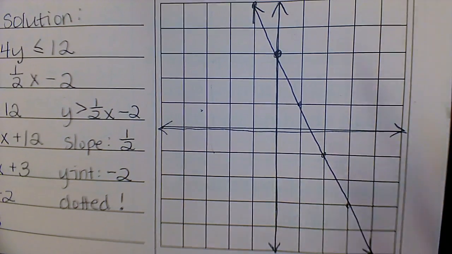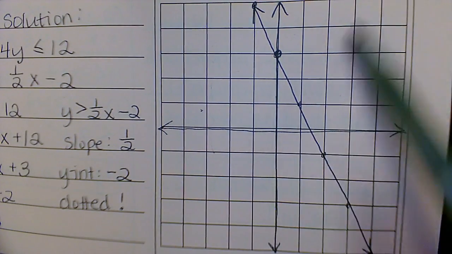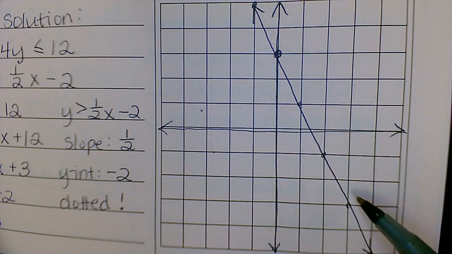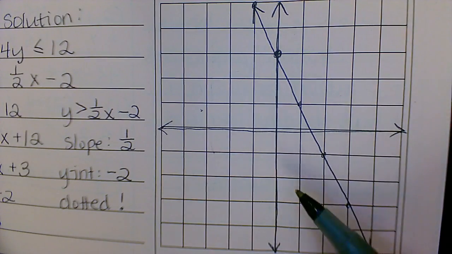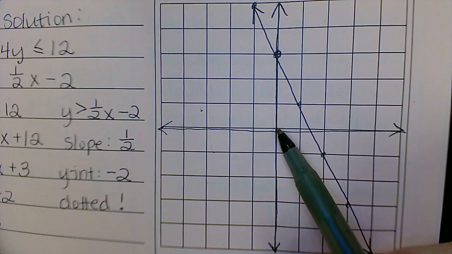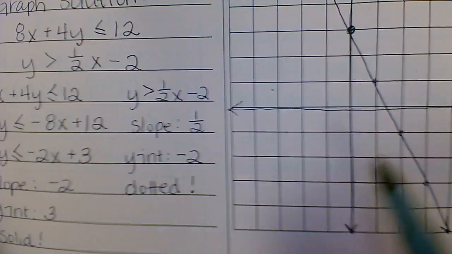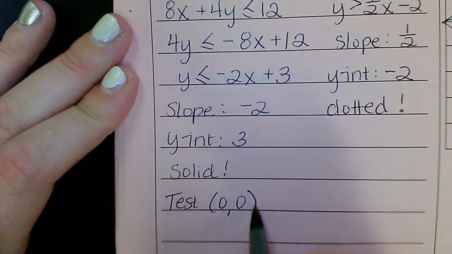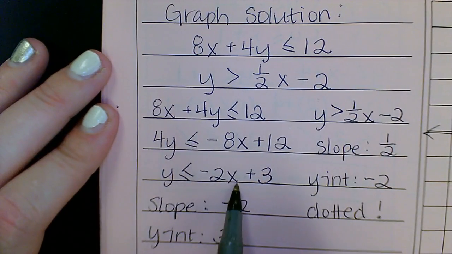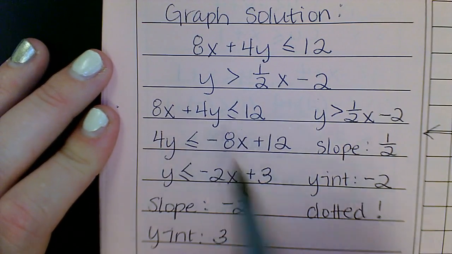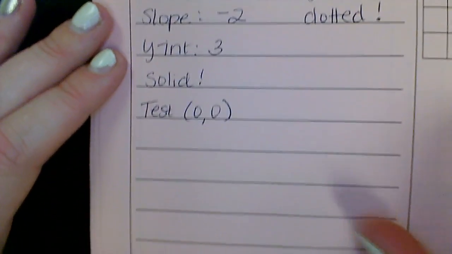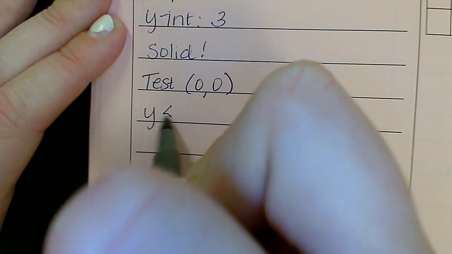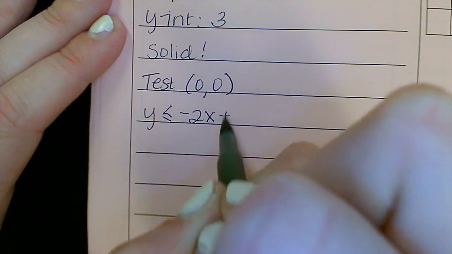So remember, I'm picking a point either on this side or on this side, not a point on the line. A point on one of the sides. Sean read my mind and picked 0, 0. And so I'm going to test 0, 0. When I'm testing it, I can plug it into this or I can plug it into the original. It doesn't matter. They're the same. So we'll just do y is less than or equal to negative 2x plus 3.